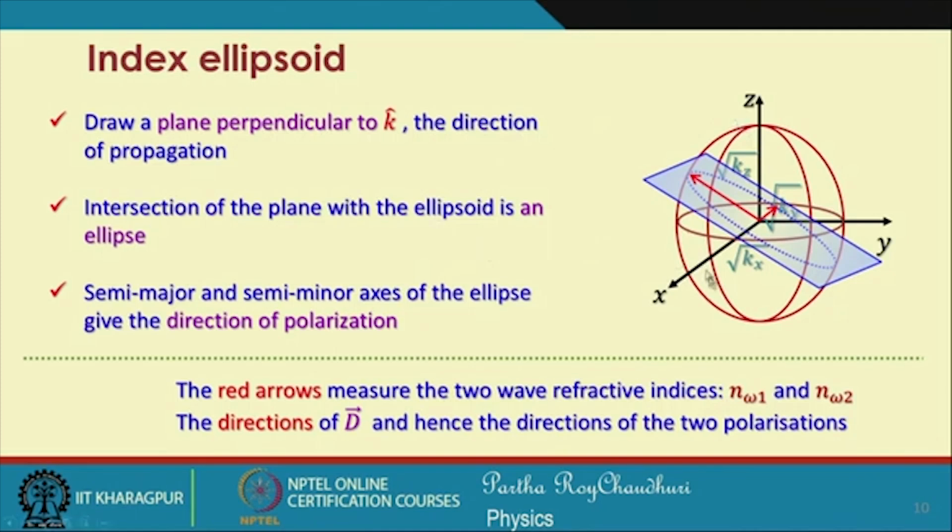So, by geometrical construction we can identify the polarization directions, and the values of the magnitude of this vector will represent, with appropriate scaling, the solutions, that is n omega 1 and n omega 2. We will see that. So, these are the directions of polarizations, and this will give us the values of the refractive indices. So, the red arrows measure the two wave refractive indices n omega 1 and n omega 2. The direction of D and hence the direction of the two polarizations are also indicated by the direction of the red arrows.